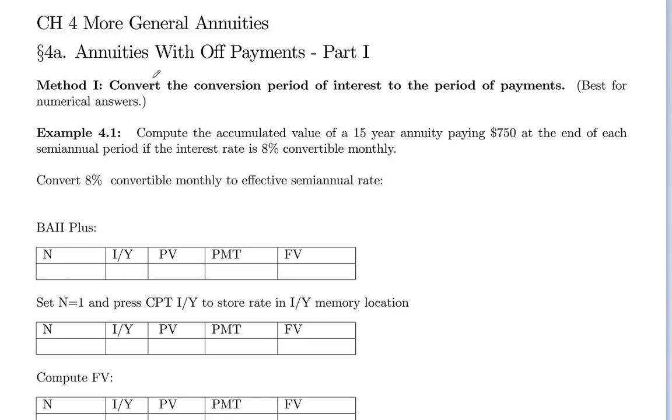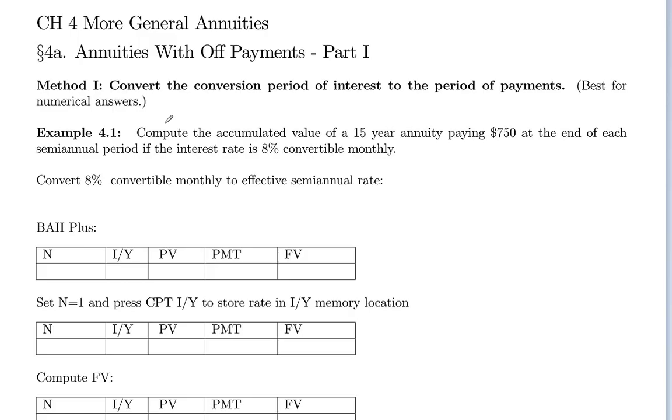Here in Chapter 4, we're going to look at more general annuities like arithmetic and geometric progressions. Most of this material will be in the quiz. A little bit of it will be for the exam. So for example, annuities with off payments, that I'll test on in the exam, but the arithmetic, geometric, we'll push that to the quiz.